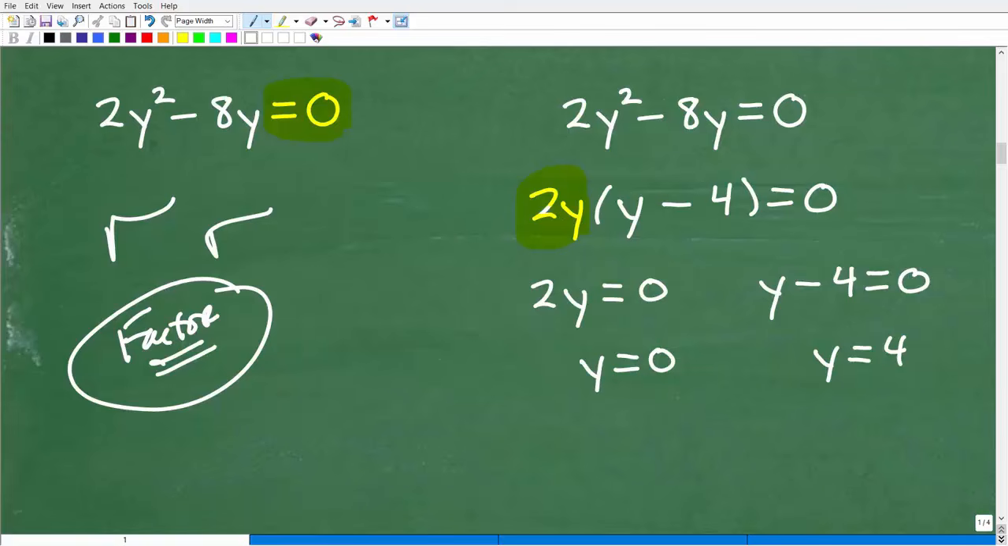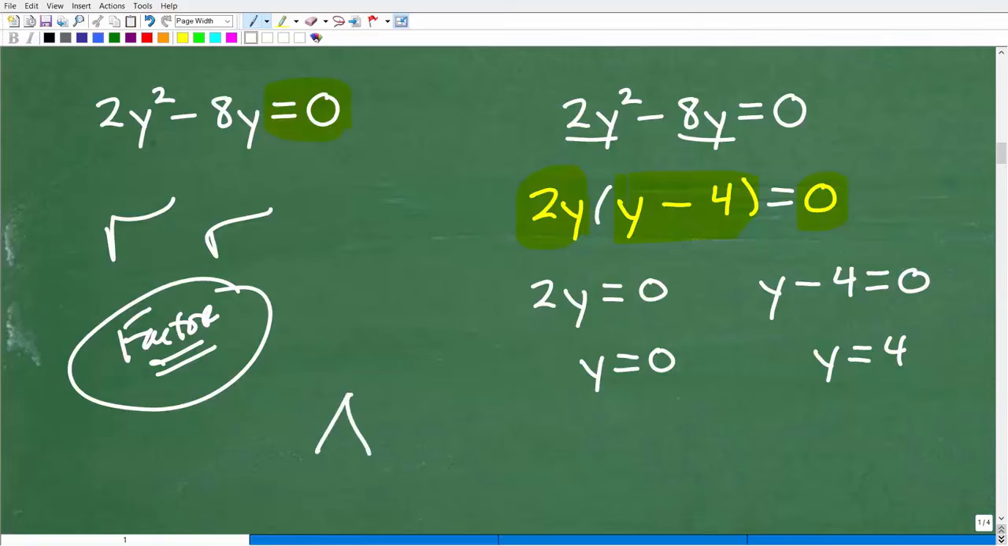But let's go ahead and factor out the greatest common factor here. I can factor out a 2y because 2y times y is 2y squared, and 2y times that 4 is 8y. Now this is awesome because I can use what we call the zero product property. I have this thing times this thing is equal to 0. So I have two things, and when I multiply them, the answer is 0.